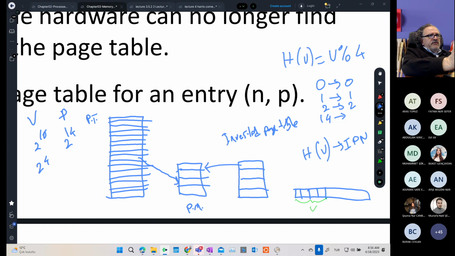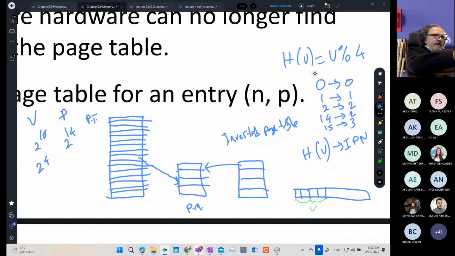14 will be mapped to, take the modulo, 2. 15 will be mapped to 3. There is no 16, right? So everybody is mapped to something. So what is the problem?